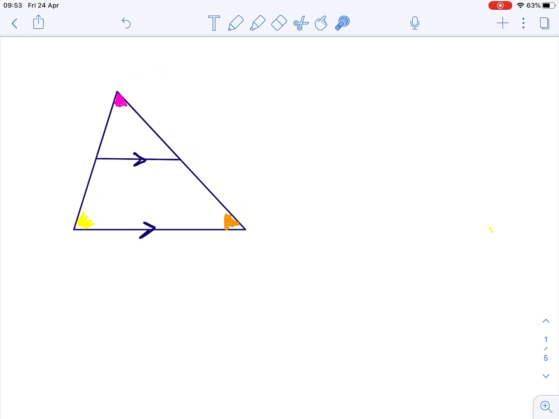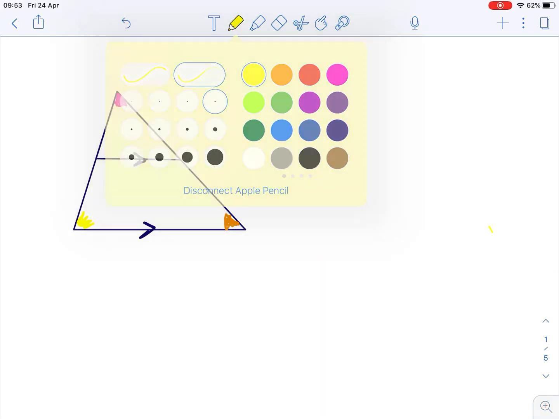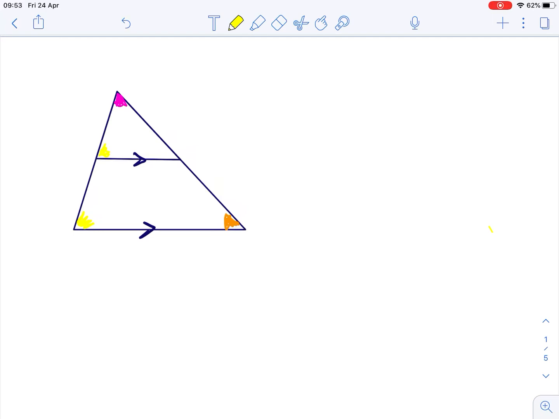Now they do look similar, but can you think how we can prove that they're similar? Yes, because we've got parallel lines, we can say this angle here is corresponding to our yellow angle. We've got that F shape. And similarly, the orange angle corresponds to this orange angle at the top.